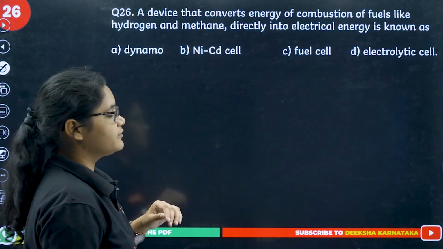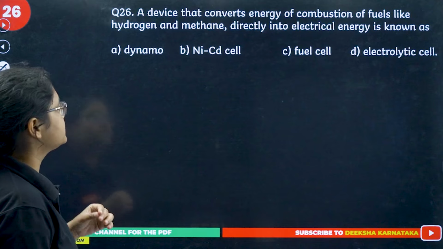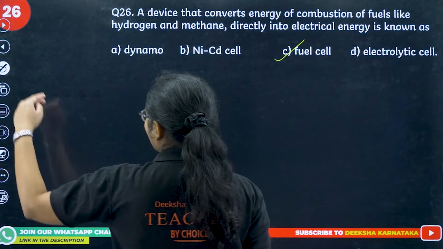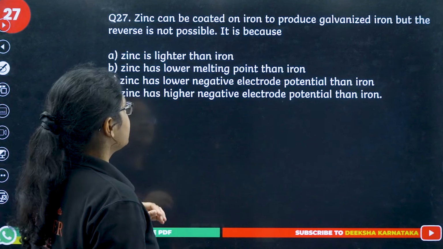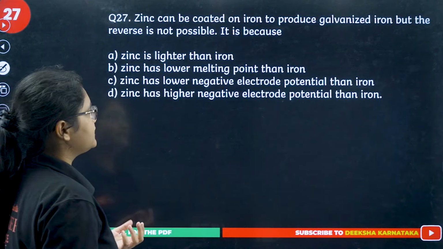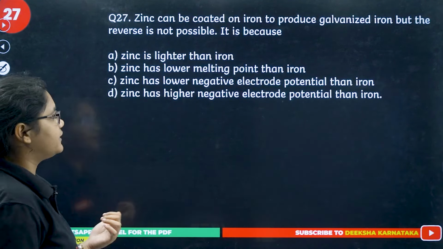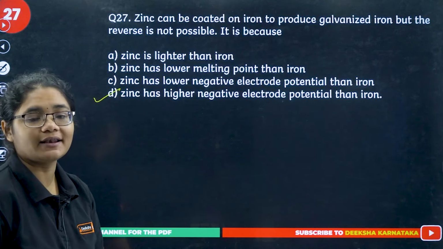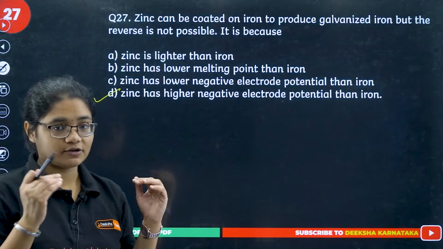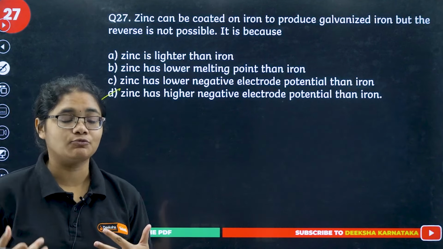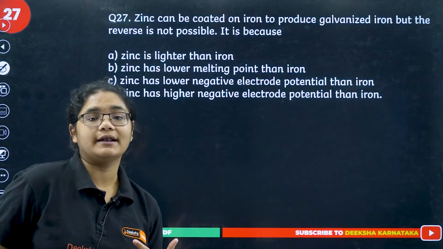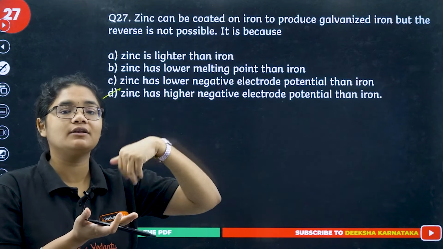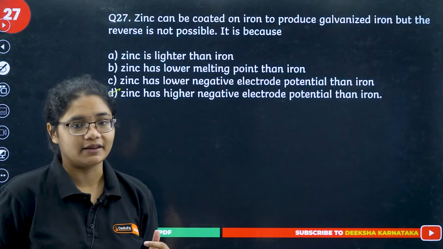Next, a device that converts energy of combustion of fuels like hydrogen and methane directly into electrical energy is your fuel cell, or option number C. Next, zinc can be coated on iron to produce galvanized iron, but the reverse is not possible. It is because zinc has higher negative electrode potential than iron. So the reduction potential of zinc is more negative. That means it has more tendency to get oxidized. So if zinc is covered on iron, then zinc will oxidize better and it will protect the iron.